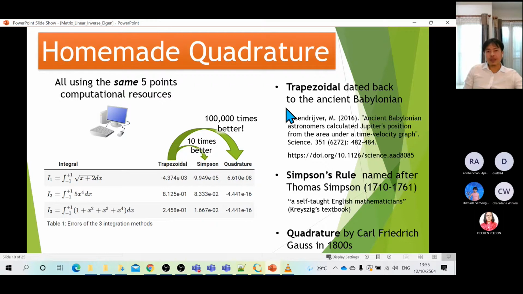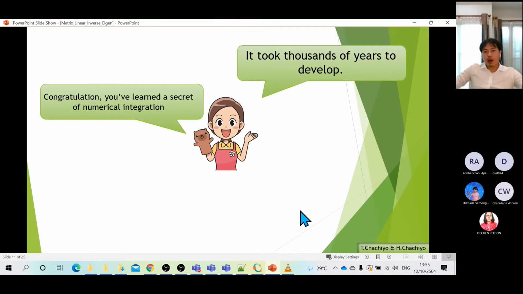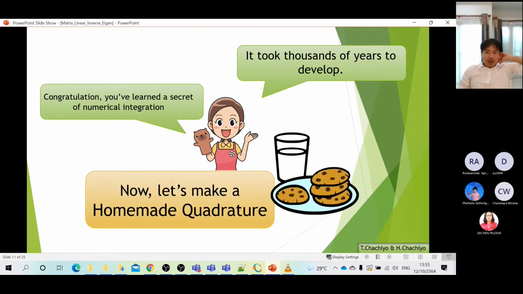And so that's the history of these methods. If you understand the Gauss quadrature method and you did the homework problem correctly, then you have understood the secret of integration. And let's build on that.